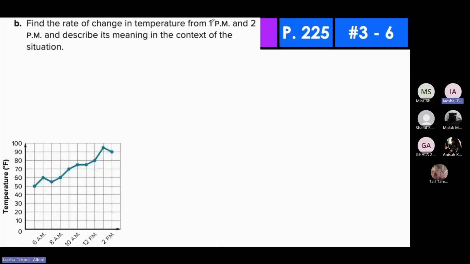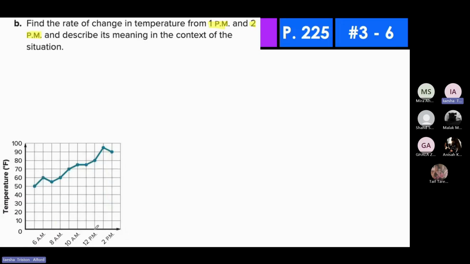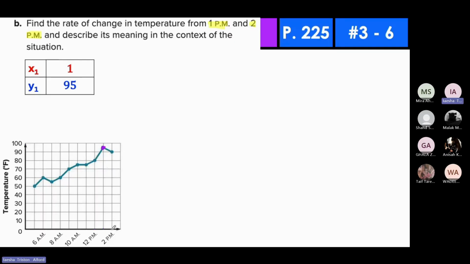Find the rate of change between 1 p.m. and 2 p.m. So go to the graph, find where is 1 p.m. This is 12 p.m., so this should be 1 p.m. Go up. This should be about 95. If you go over, you can see it's between 90 and 100. Go to 2 p.m., go up. That's going to be 90.